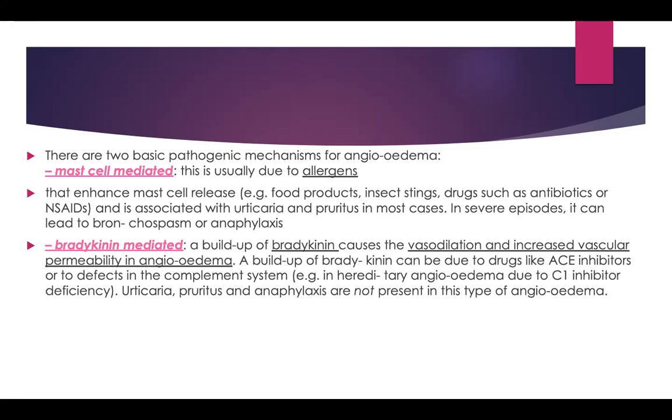In severe episodes, it can lead to bronchospasm or anaphylaxis. So that's the mast cell mediated angioedema, usually due to underlying allergens, which can present with urticaria and pruritus in most cases. The other type is the bradykinin mediated, where there is a buildup of bradykinin, which causes vasodilatation and increased vascular permeability in angioedema. And this can be due to drugs like ACE inhibitors or a defect in the complement system, as in hereditary angioedema due to C1 inhibitor deficiency.